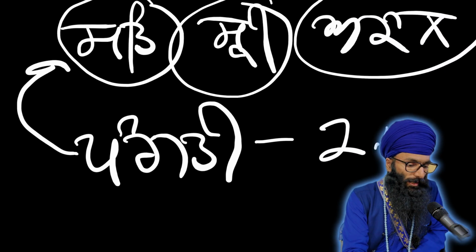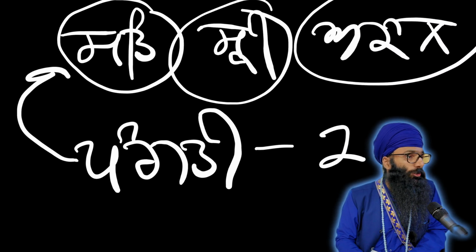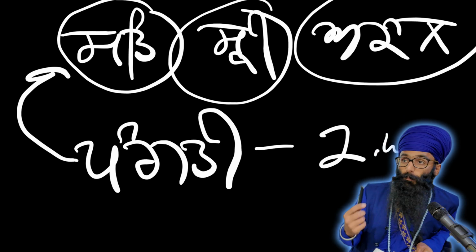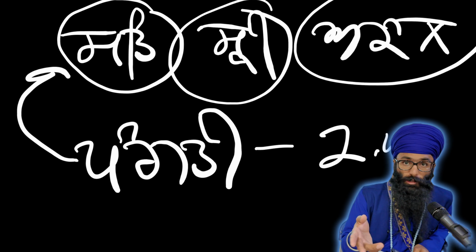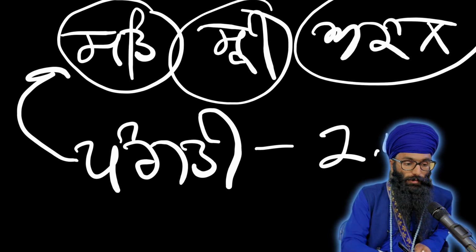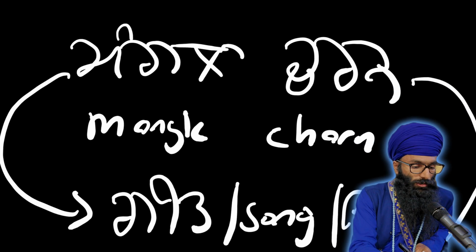All right. Then we talked about how to say a line. A line is called pankti, right? Pankti is called line. In Punjabi we say tok. In English we say line. All right. So that's important to understand as well.